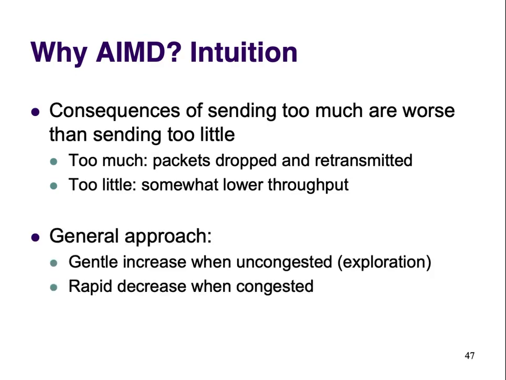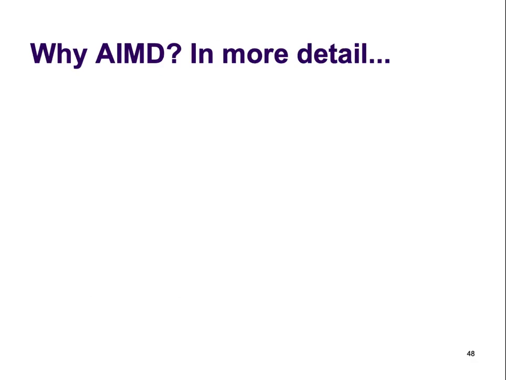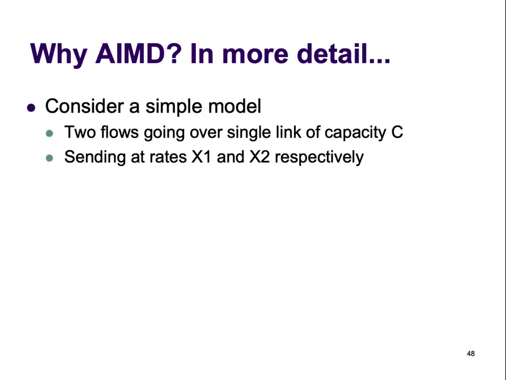And so the general approach that we take is that we do a gentle increase when you're uncongested. So it's gently exploring. But when you hit congestion, you cut down very quickly. Okay. So that's additive increase, I increase slowly. Multiplicative decrease, which is I drop very quickly. Most of the rest of this lecture is going to be going into this why AIMD in more detail.